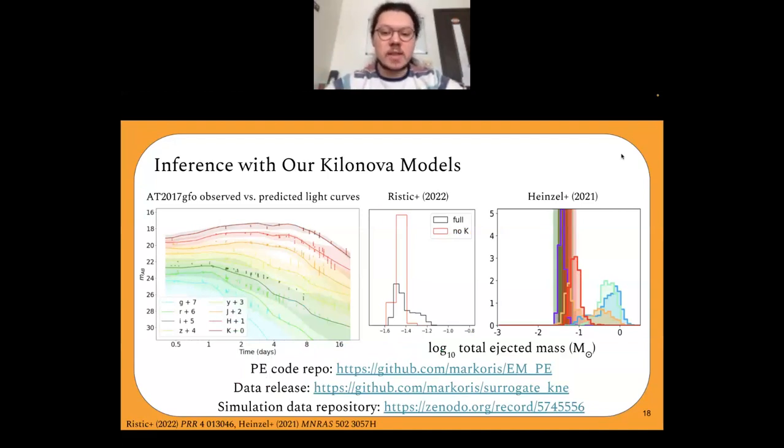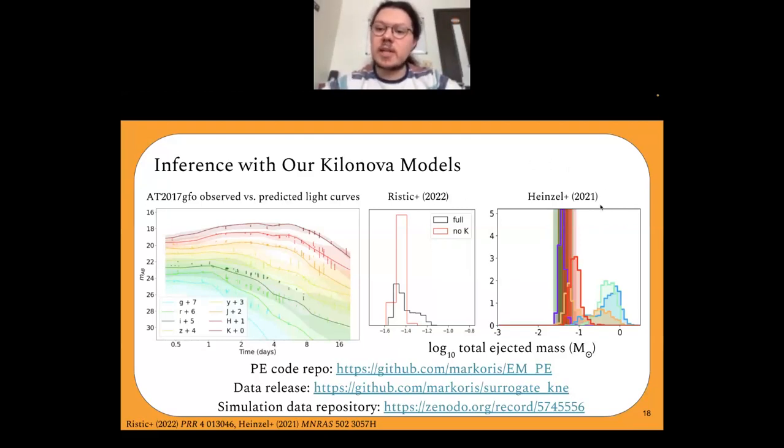I know I mentioned things like masses and velocities during the introduction of the modeling approach, but what I want to highlight is just the total ejected mass. On the left, we have the same plot as on the previous slide, AB magnitude as a function of time in days. In the middle, we have the prediction of the total ejected mass in the log, with and without the K-band. We remove the K-band from our analysis for a specific reason. I encourage you to visit the paper if you're interested in the details. But we see that in both cases, we predict something like minus 1.4 to minus 1.5 total log ejected mass.